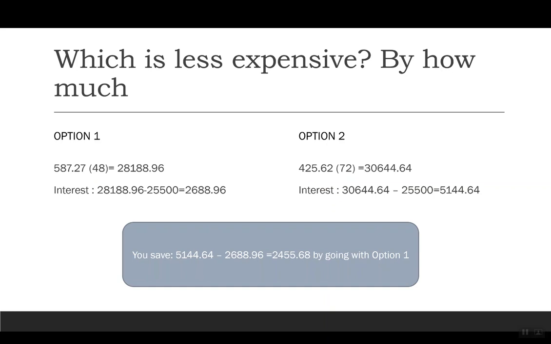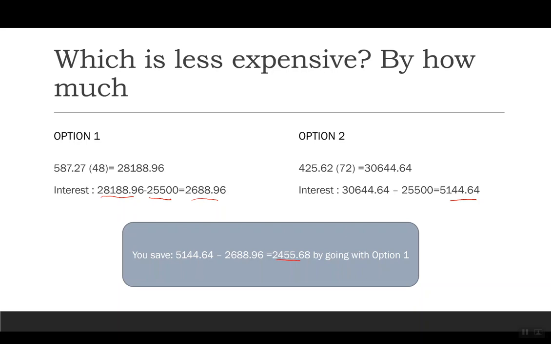So the difference in interest, we're going to look at in a minute, but first let's say how much interest do we pay with each of them. So for both of the cases, we're going to take the total amount we pay and subtract the amount we financed. So for option 1, there's a $2,688.96 payment of interest. And in option 2, there's a $5,144.64 payment in interest. When you're looking at these and seeing that there is a big difference between option 1 and option 2, I subtracted these interest amounts and found there's a difference of $2,455.68. So it is cheaper with going with option 1.